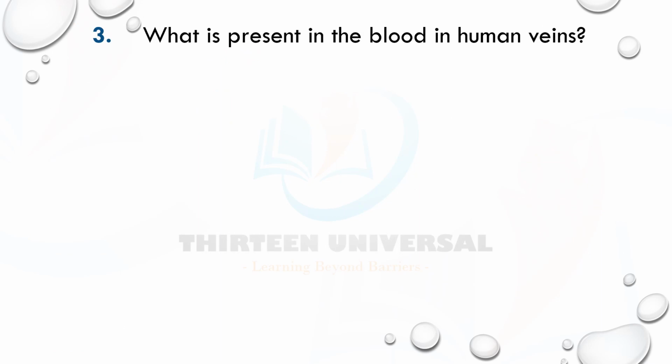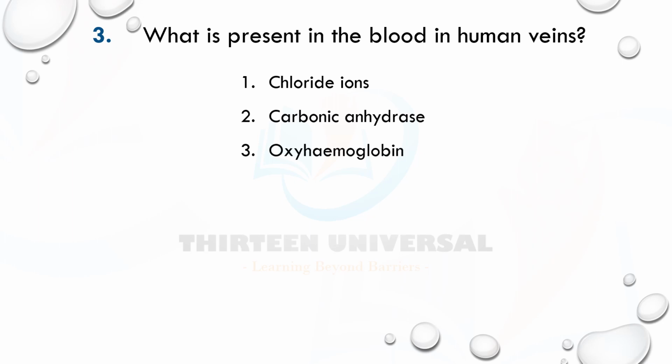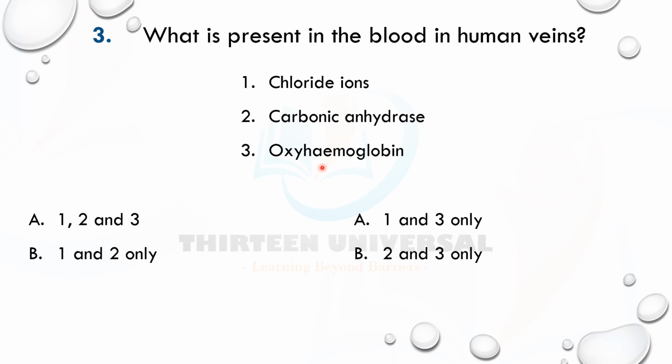All right. What is present in blood in human veins? Chloride ions, carbonic anhydrase. Which of them is correct? Remember that in human veins, the blood is deoxygenated. Deoxygenated blood has chloride ions. Why? Because in the capillary, something happened called the chloride shift.